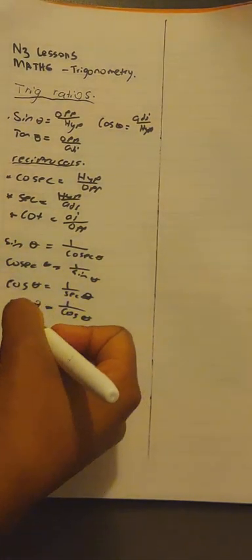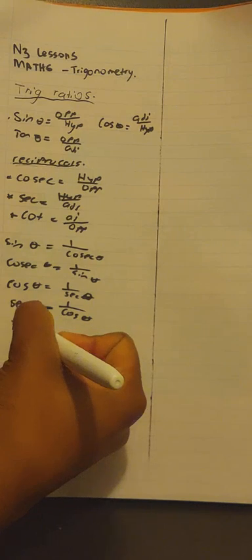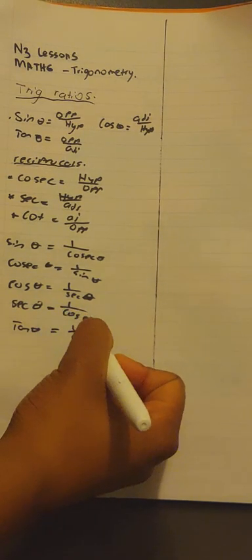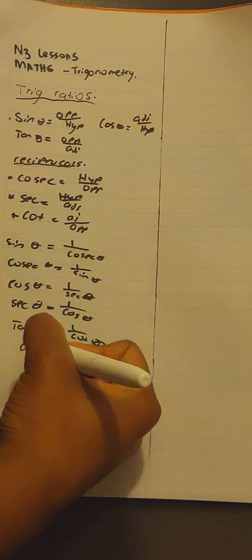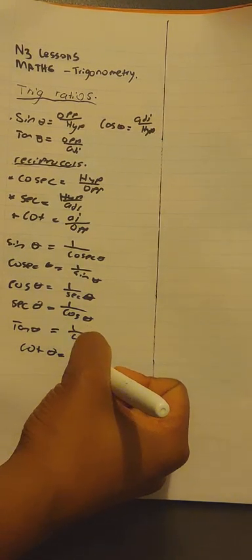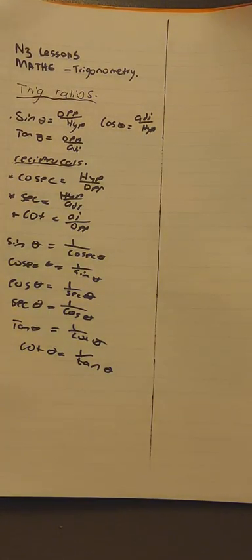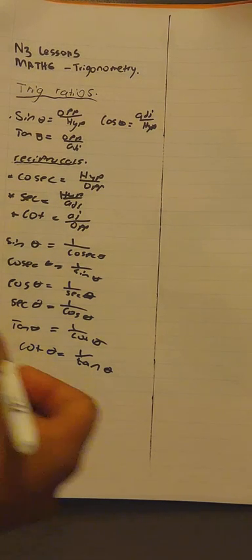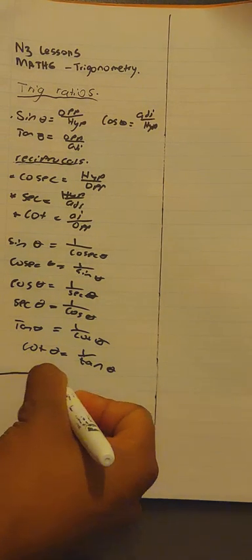And of a tangent, tan theta is equal to 1 over cot theta. Cot theta is equal to 1 over tan theta. That is the relationship, guys. And then we have something we call identities, right?